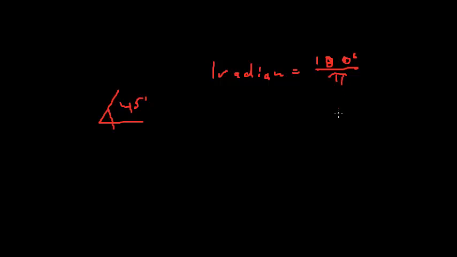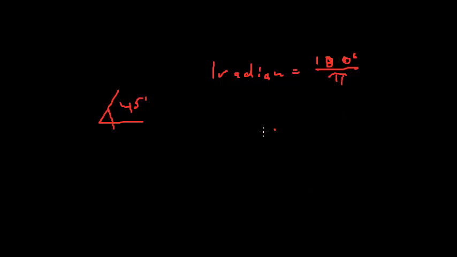Now we've already taken a look at measuring angles in degrees. For example, this could be 45 degrees. Now we're going to take a look at measuring things in radians. 1 radian is equal to 180 degrees divided by pi.